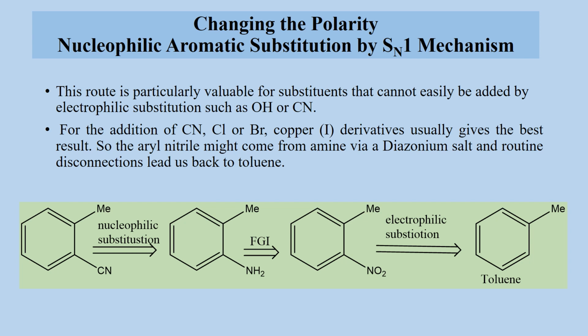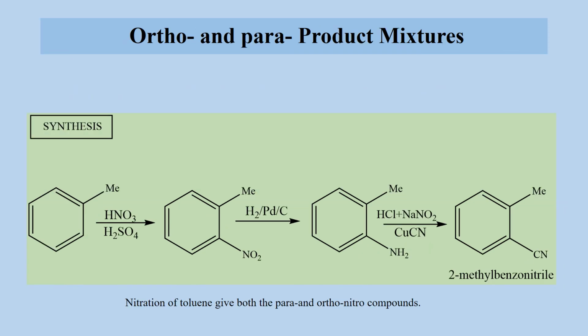And let's see the disconnection of this target molecule. We know that this cyano can be added by a nucleophilic substitution reaction, but this nucleophilic substitution does not take place directly, so it is converted into NH2, which after FGI is converted to nitro, and then when this nitro is disconnected, toluene is obtained. Let's see its synthesis, which is our concern. When toluene is nitrated, it is at ortho. Remember that ortho and para mix, both compounds will be obtained. So we have to separate the mixture of ortho and para products.